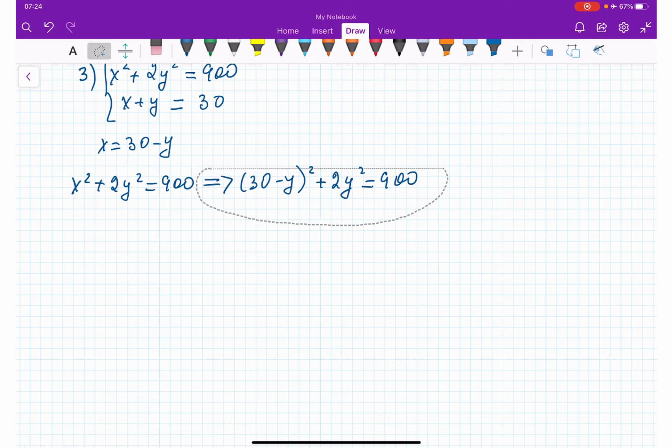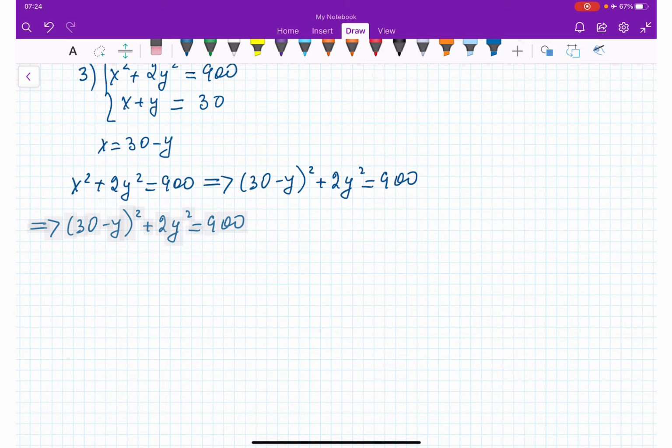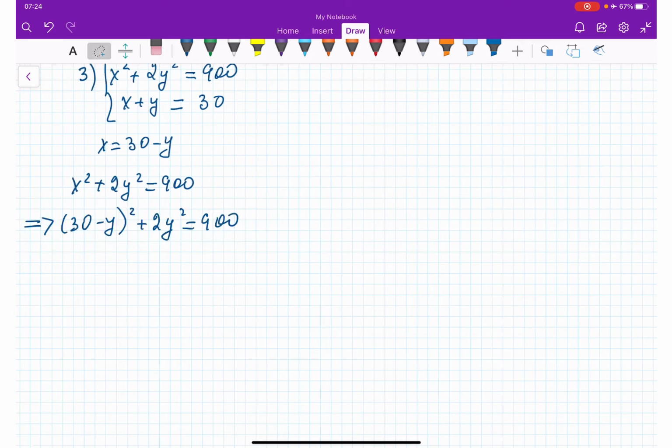Even better, this way would be easier to see. So let's distribute (30 minus y) squared, which is (a minus b) squared. It's going to be 30 squared, which is 900, minus 2ab, twice 30 times y, which is 60y, plus y squared, plus y squared equals 900.